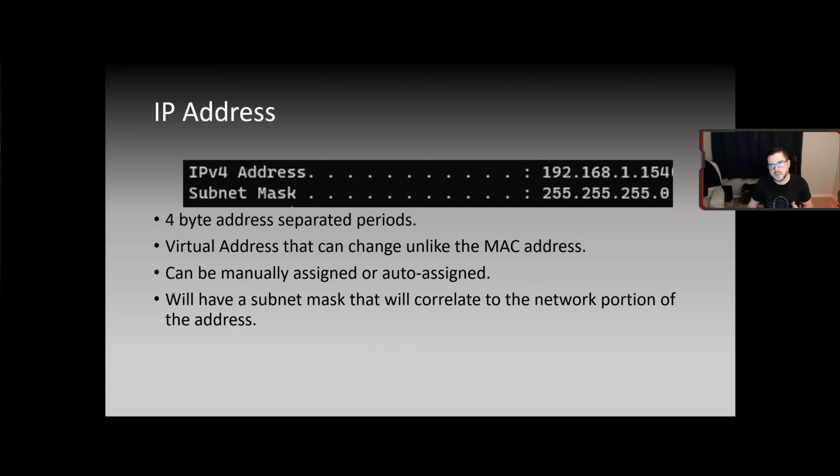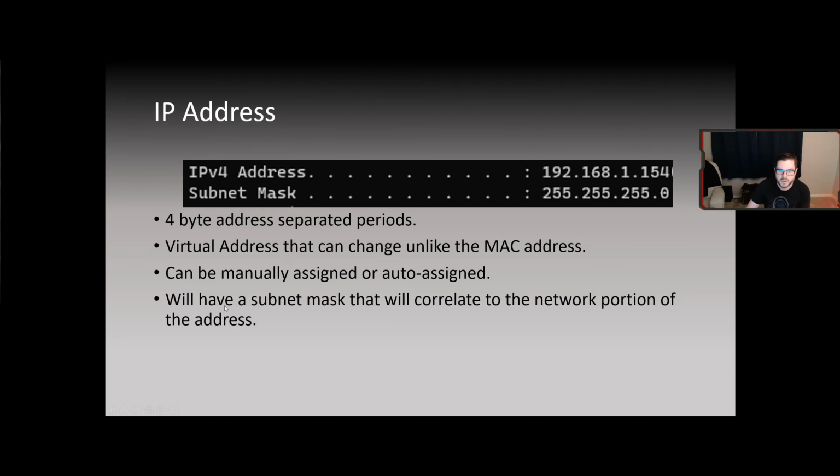You can manually assign an IP address. You can have it auto assign. Typically at your home network in most places, it's just auto assigned unless you start getting into the servers or stuff that you specifically need to access via the IP, and then you want to make sure that you have that statically assigned or manually assigned. This is a virtual address, so if you're able to change it, it's not something that has to stay the same. It's just data that gets assigned to it.